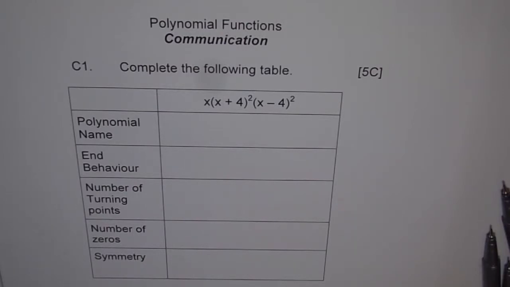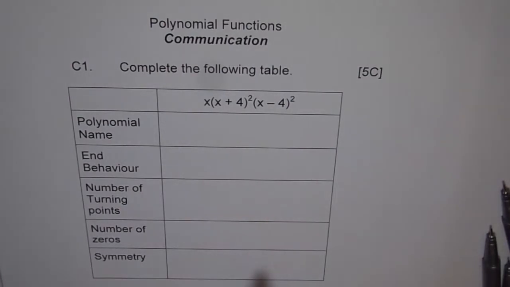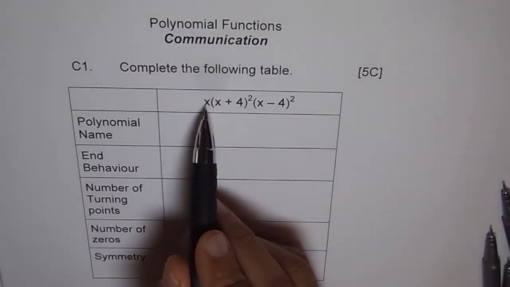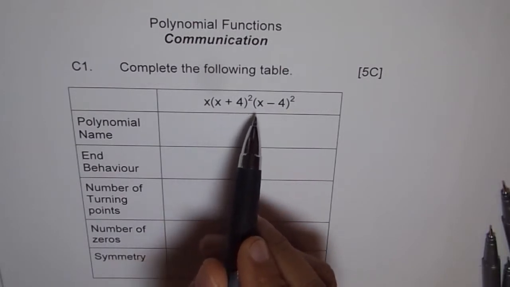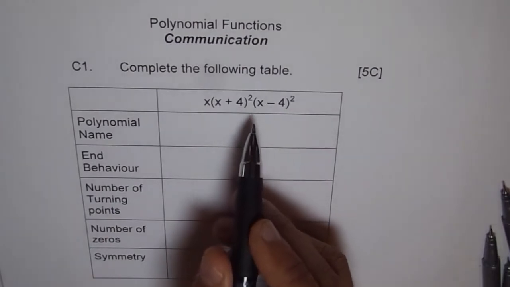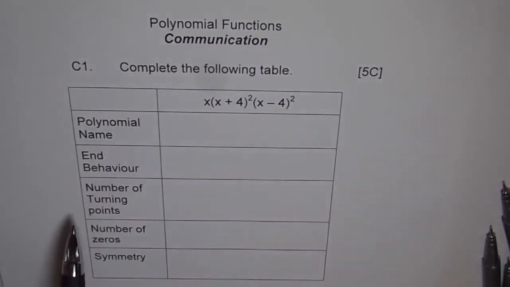C is for communication. Question number 1 on communication, C1, has got 5 marks. And the question is, complete the following table. Here we have a function x times (x plus 4) square times (x minus 4) square. So that's the given polynomial, and you have to write polynomial name and behavior, number of turning points, number of zeros, and symmetry. So this information is required about the given polynomial, okay?